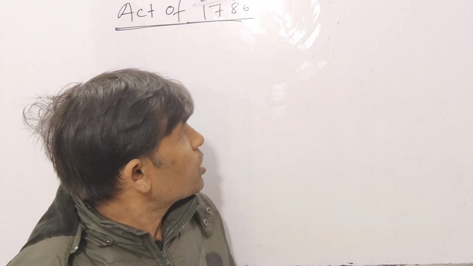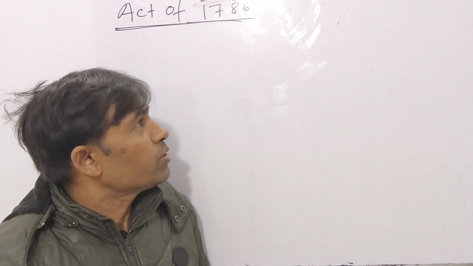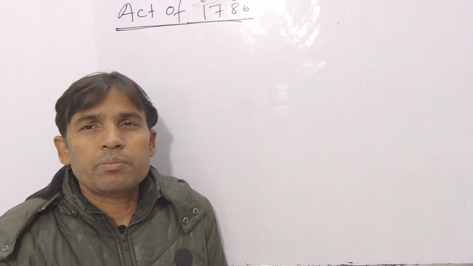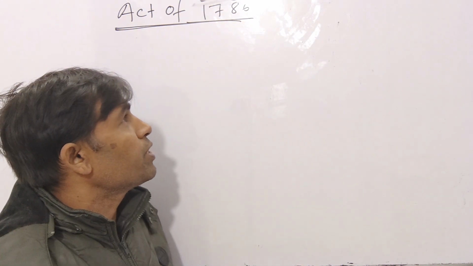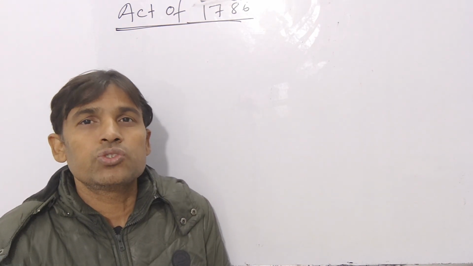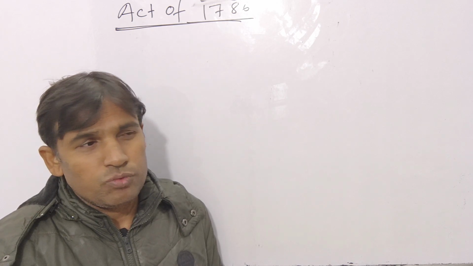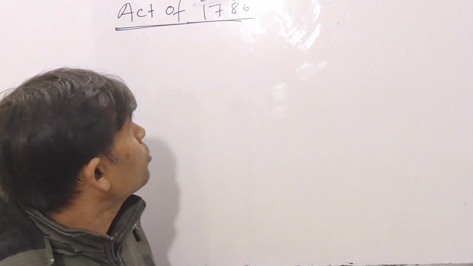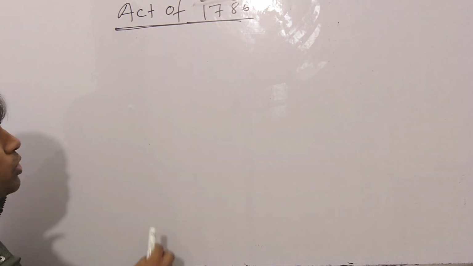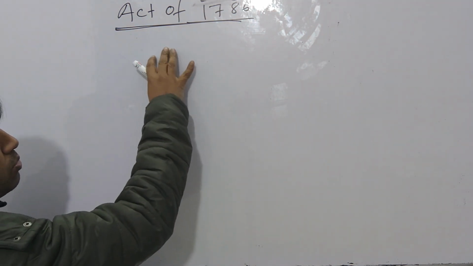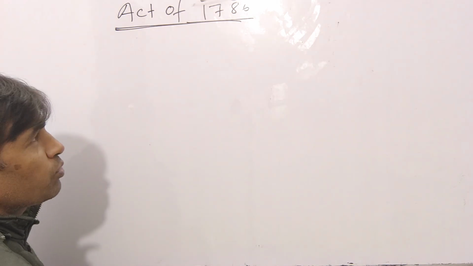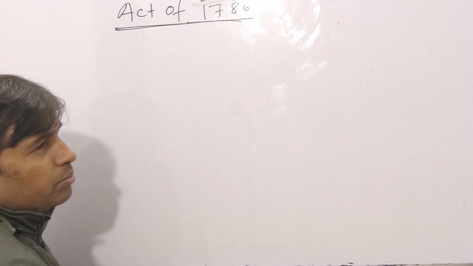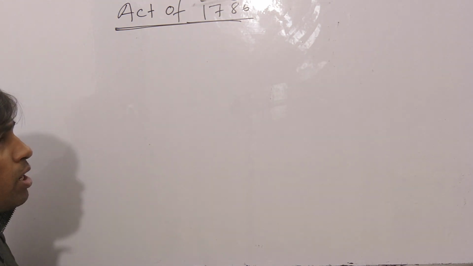So as we have been discussing, it's a Company Act. The Company Act period basically starts from the 1773 Regulating Act and continued till 1858, till the revolt of 1857. Okay. So as far as today's topic is concerned, that is the Act of 1786. What exactly is this? What was the need that this act had to be passed by the British Parliament?